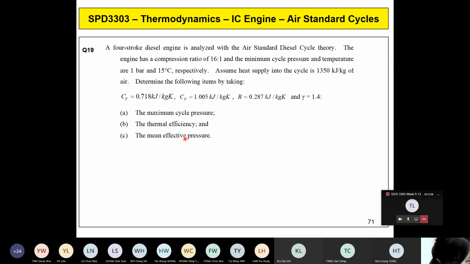Please prepare yourself a piece of paper and your calculator, and we will start. Okay.